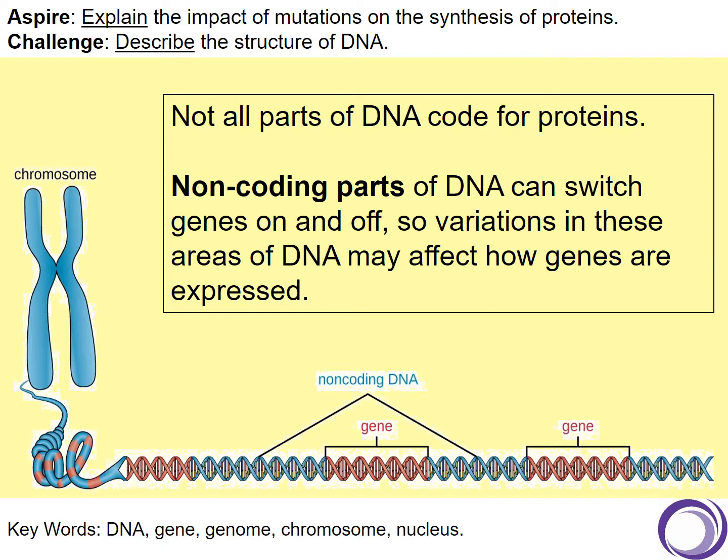This is a little bit of extra information about how proteins are synthesized, for triple science only. So just to summarise then, not all the parts of DNA code for proteins. Non-coding parts of DNA can switch genes on and switch genes off. So variations in these areas of DNA can affect how the genes are expressed.